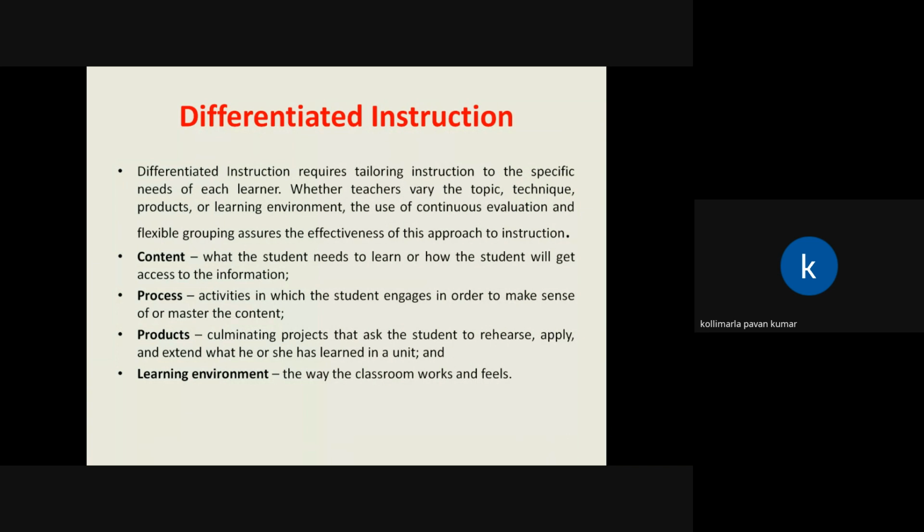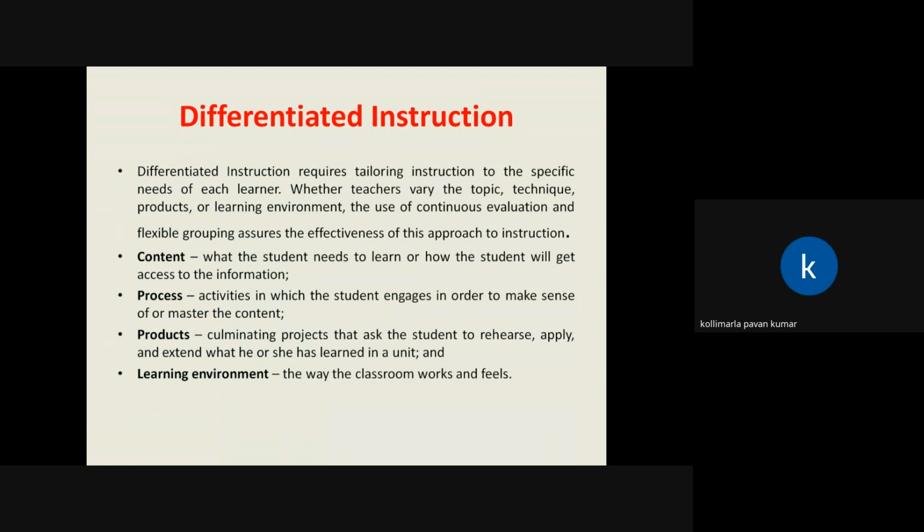It consists of four phases. The first is content. Content means what the student has to learn and how the student will get access to the information. The next one is the process: what activities should be done, or which methodology has to be implemented to make sense of and master the content. The next one is products.